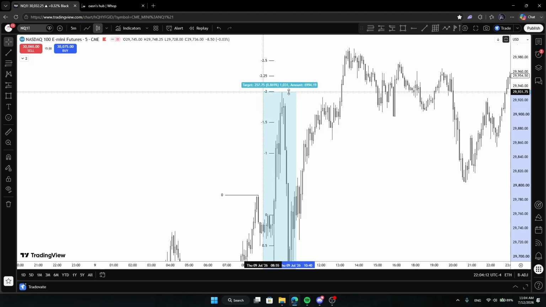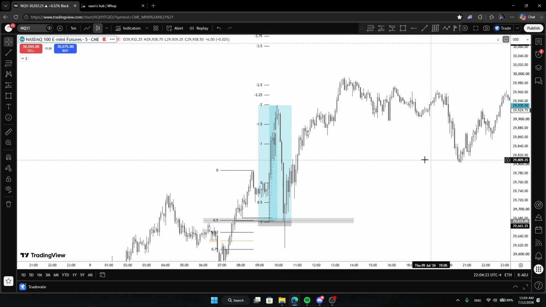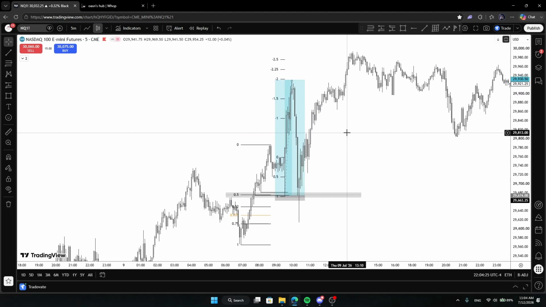Now if I targeted right here, which I probably would have, I would have gotten edged so hard, but whatever, man. I would have exited it. But anyways, that's how you can literally catch perfect setups.